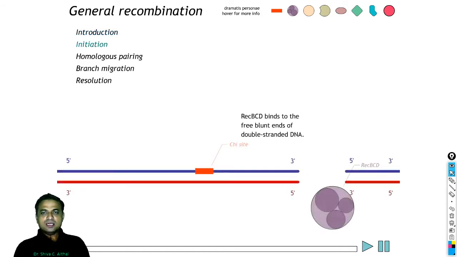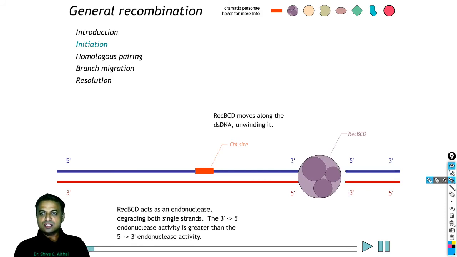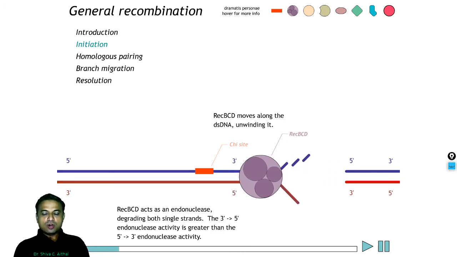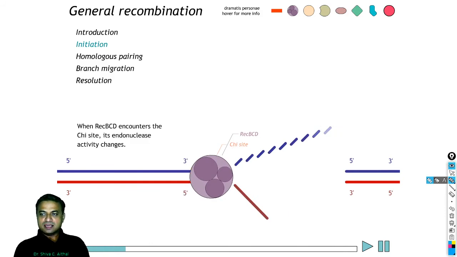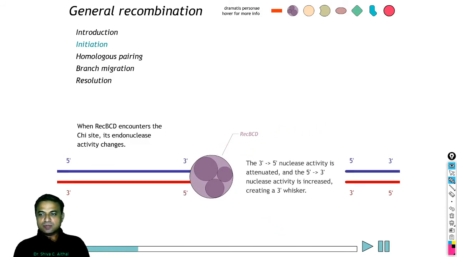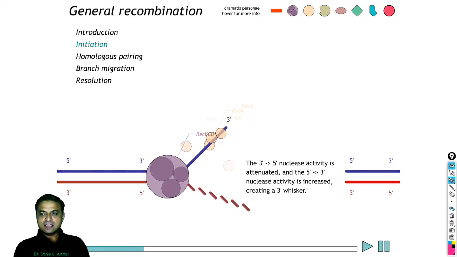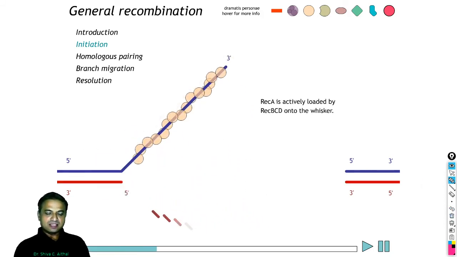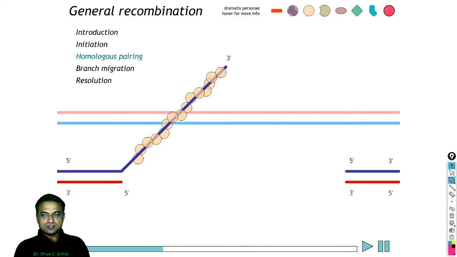As I said, RecBCD binds to the free blunt end of the double-stranded DNA. As you can see here, this is the one. Then it moves along, and as you can see, one of the strands is getting degraded here. Degradation takes place, and then, once it reaches the Chi site, the enzyme activity is lost.